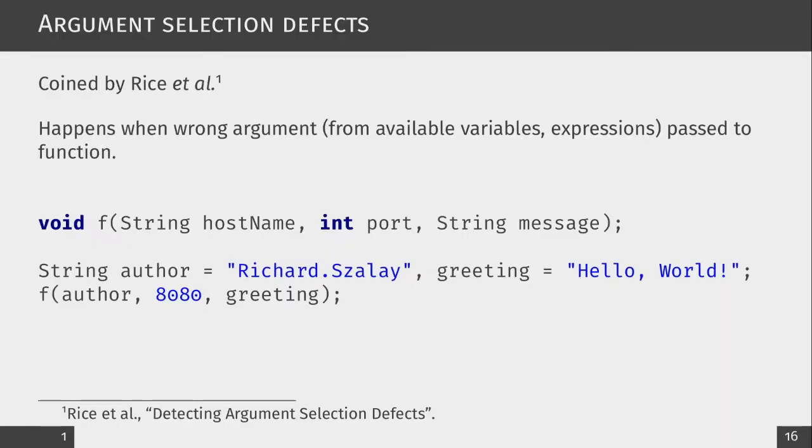Argument selection defects are the main previous research concept on which we built our hypothesis. An argument selection defect happens when the programmer, from a set of available expressions in a function call, passes the wrong argument. This is dangerous because the type system, in most cases, still accepts the wrong argument as the types still match. Such as in this example, where a string unrelated to a host name is passed as the host name, but both are of type string.